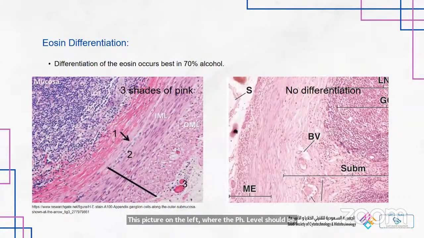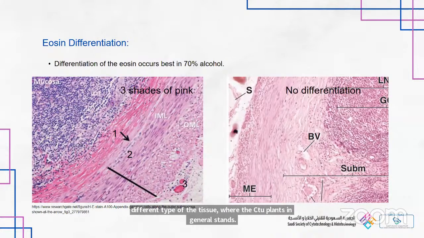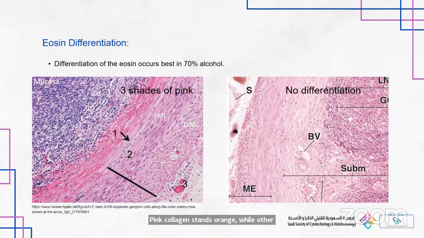And if you do a proper differentiation for eosin, you will see all three shades of eosin clearly with different types of tissue, where the cytoplasm generally stains pink, collagen stains orange, while other tissue shows various shades of pink. And the thing I have mentioned is that the best differentiation occurs at 70% alcohol. And I think these two pictures show how the differentiation of eosin affects the staining quality.